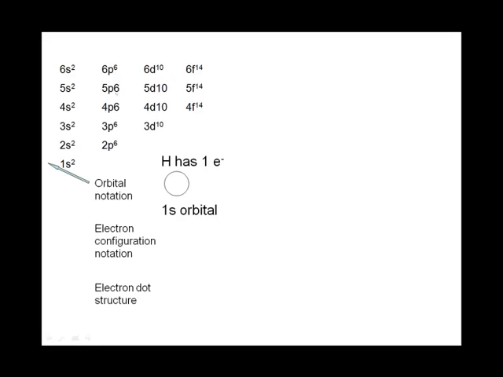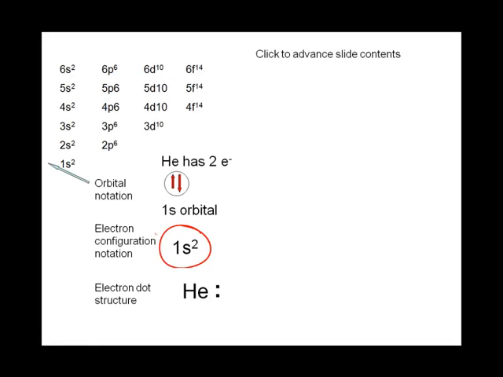So, we've been studying the Aufbau process, this building up of starting with 1 electron in hydrogen, writing the orbital notation, the electron configuration notation, and the electron dot structure. And we've worked with this some in class, so this is familiar to you. Helium with its 2 electrons, its orbital notation, its electron configuration notation of 1s2, and its electron dot structure, where we place those 2 electrons next to the symbol for the element.